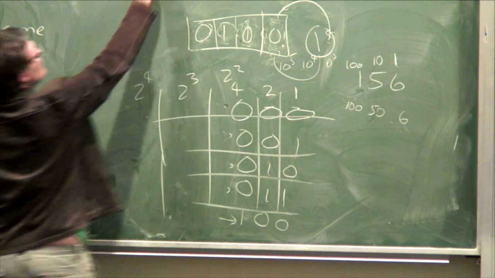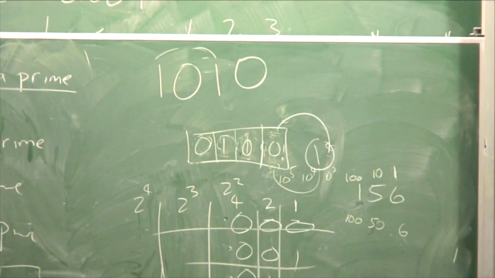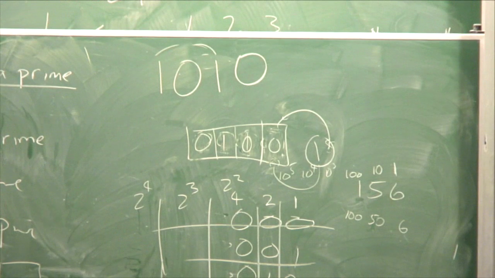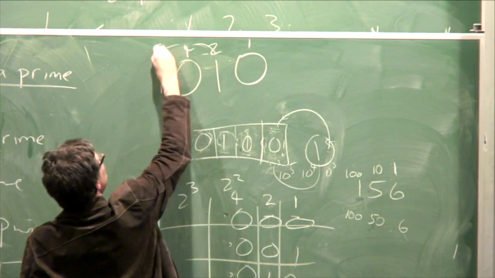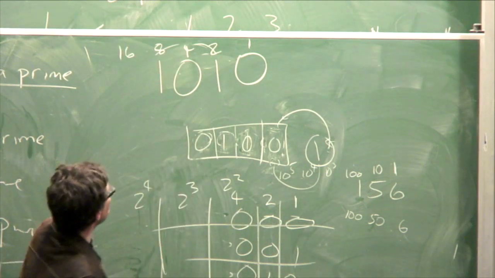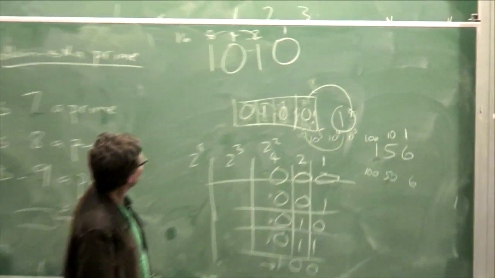So if I gave you the number 1, 0, 1, 0, my favourite number of all time, what is that number? Don't call it out. Work it out. That tells you how many 1s, how many 2s, how many 4s, how many 8s, how many 16s. What is that number? I knew I could get someone to call it out. It is 10. Yeah, I like that because it looks like 10, doesn't it?